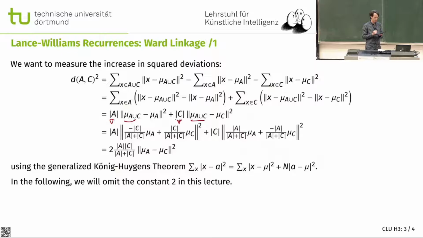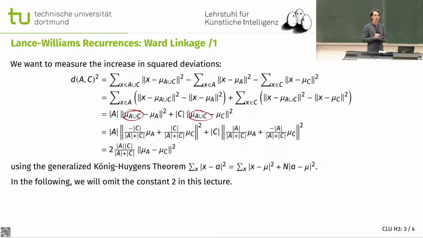And I can now continue working with this because I still have this combined mean in here that I don't quite like that much. But I know that mu of AC is a weighted combination, namely size of A divided by size of AC times my first mean plus size of C divided by size of AC times mu C. Pretty much the same thing as we had on the previous slide. The new mean must be on the connection between these two on this line.